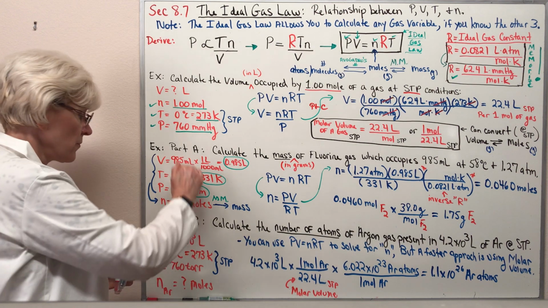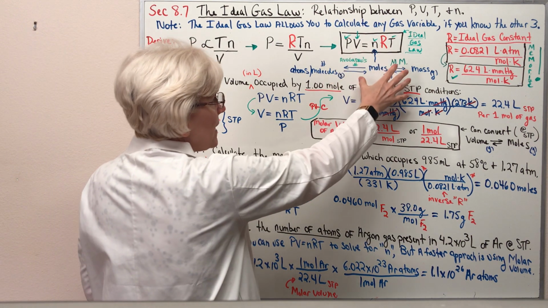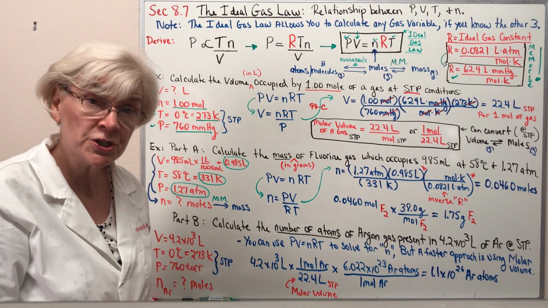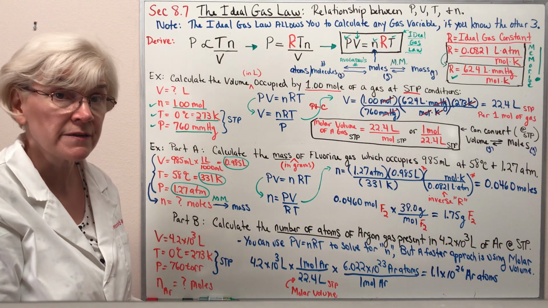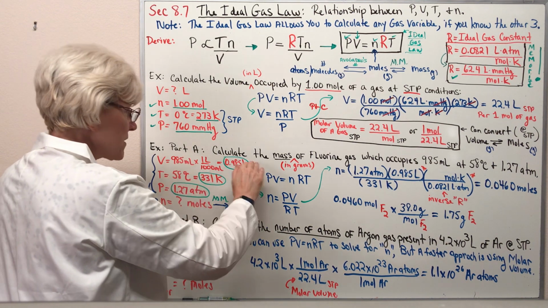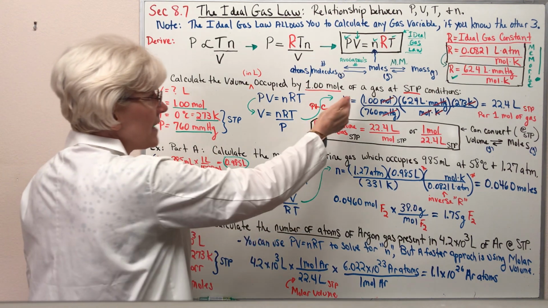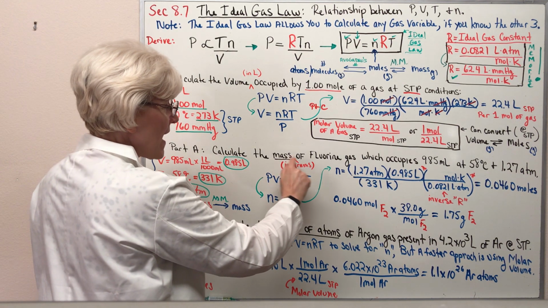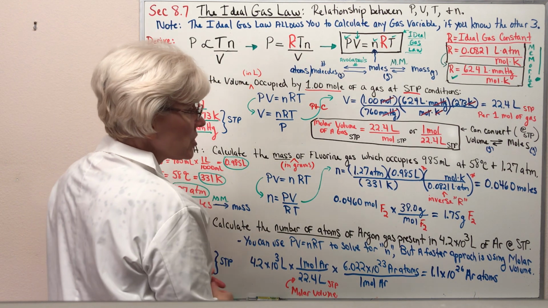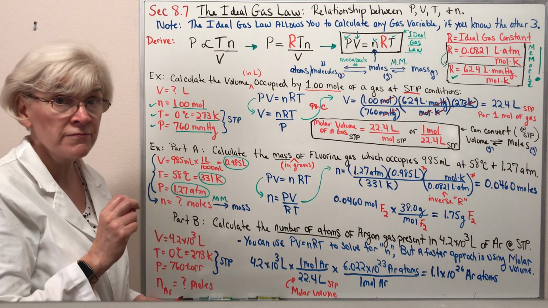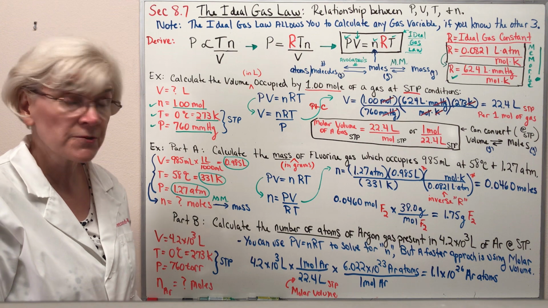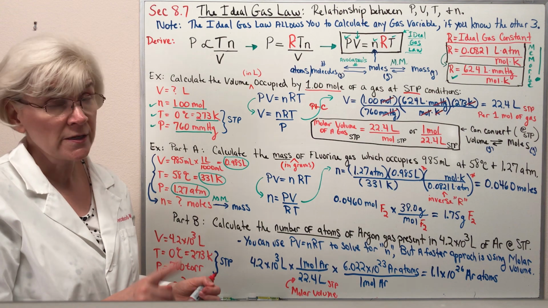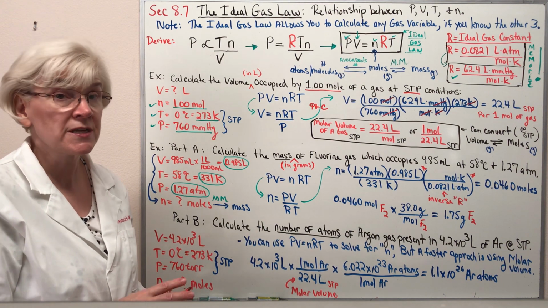Let's take a look at 2 more examples that illustrate how the ideal gas law can be combined with mole conversion problems you learned in Chapter 7. So here is our first illustration, part A, of ideal gas law mole conversion combo. Calculate the mass of fluorine gas which occupies 985 milliliters at 58 degrees Celsius and 1.27 atmospheres. So we are clearly not at STP conditions here.